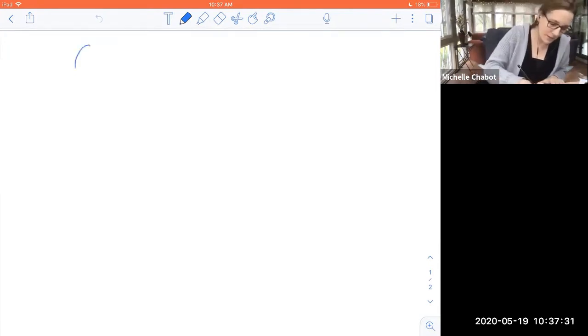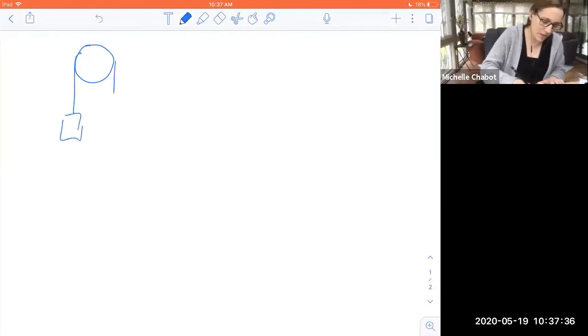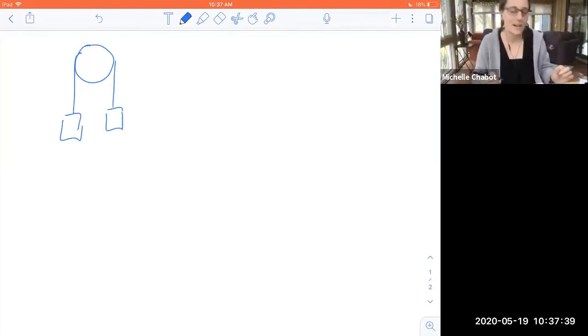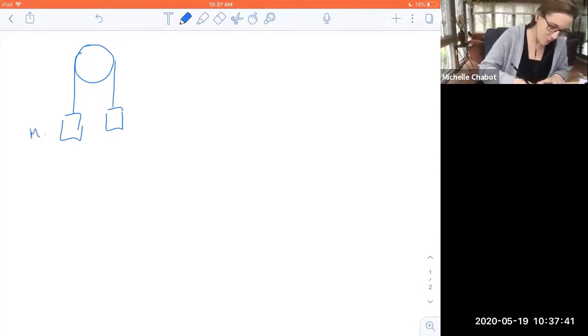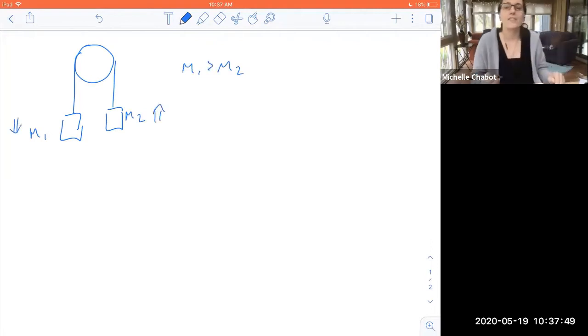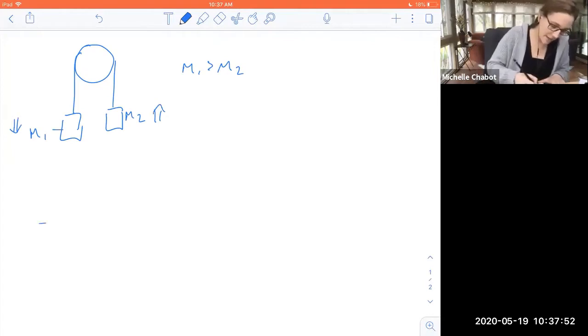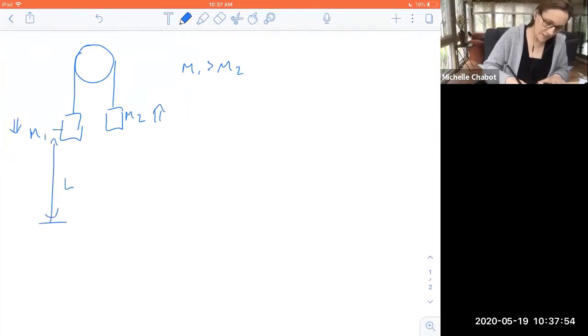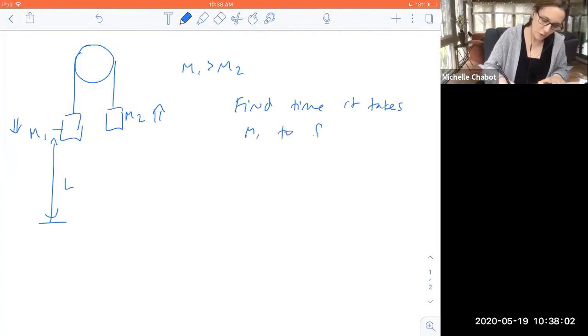So for example, let's say that we have Atwood's machine, which just means that we have a pulley with two masses on it. Let's call this M1 and M2. And let's say that M1 is greater than M2. So this is accelerating as I have it there. And let's say that you're asked to find the time it takes M1 to fall a distance L starting from rest.